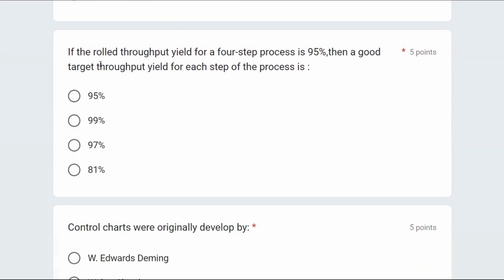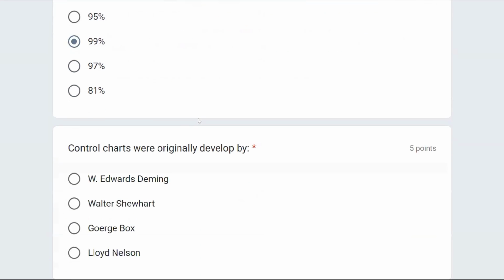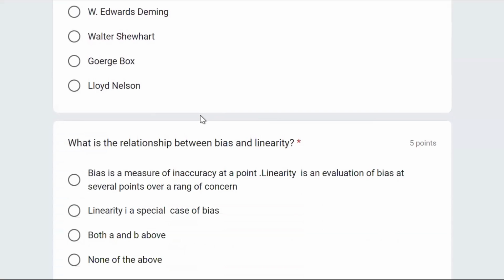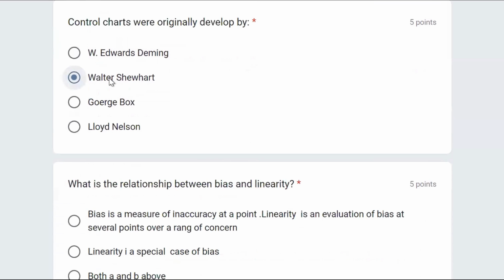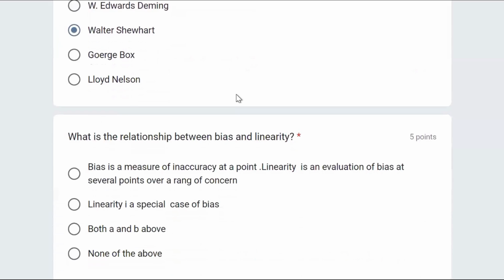Okay. If the rolled throughput yield for a four-step process is 95, then a good target throughput yield for each step process is what? 99. So the formula is rolled throughput yield equals throughput yield to the power of n. N is 4, right? So you can get that value. Okay, control charts were originally developed by Walter Shewhart.